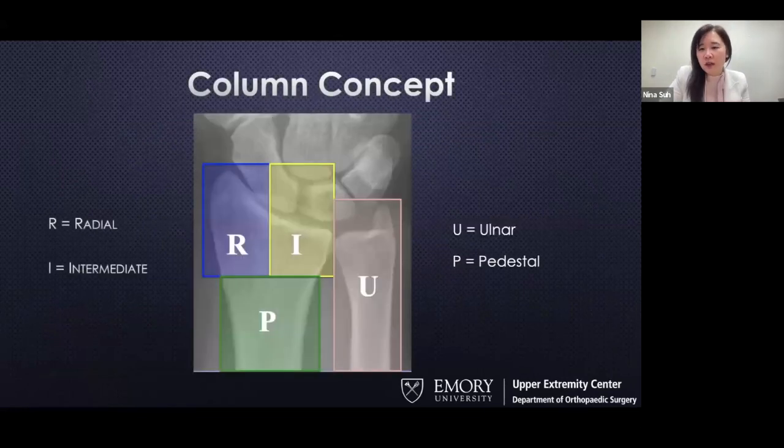However, I think one of the concepts for distal radius fractures is that, as Dr. Wagner alluded to earlier in his talk, you have to actually be a little bit mindful about the fragments. And that's, I think, very critically important for distal radius fractures. If you look at this, there's column concepts for distal radius fractures. There's radial column, ulnar, intermediate column, as well as a pedestal, and it helps you to figure out where your fractures are.